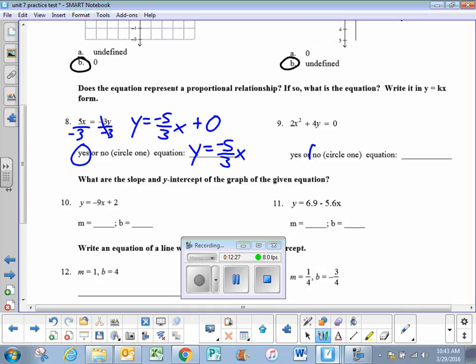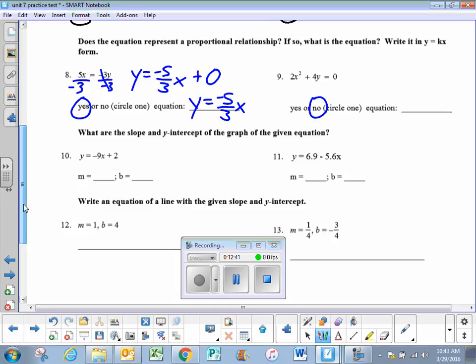This one is a no. There's nothing you can do to that. It's just a no. So you can't have x squared. And what does x squared look like? That. Yeah, it's a parabola, right? It's going to give you the... Okay, good. Number 9. Some people said they were confused on this.